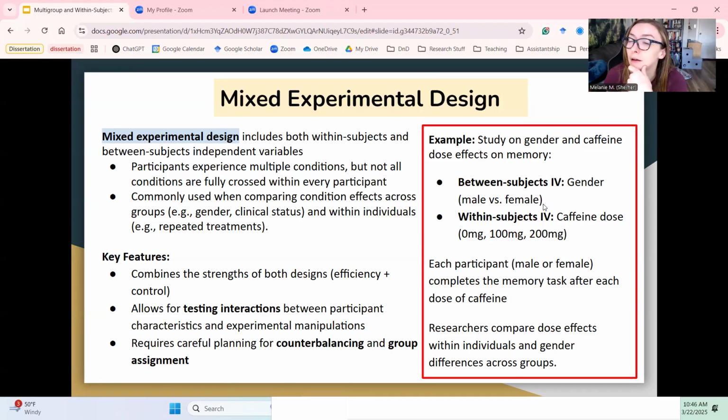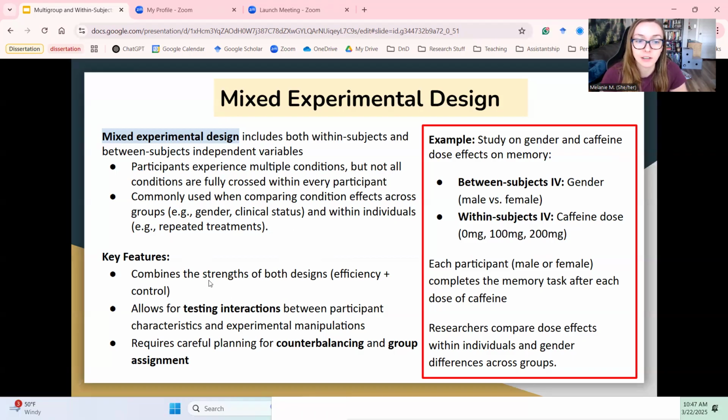This is honestly usually where most people land with their research. It depends. Funding matters, logistics matters, it depends on the research question. That's the hard part of research design, and I hear it as I teach it: it depends, it depends, it depends. I'm trying to teach you what it depends on. So this is most commonly used when comparing conditions across different groups and within individuals. A lot of y'all's research designs are going to fall within this mixed experimental design.